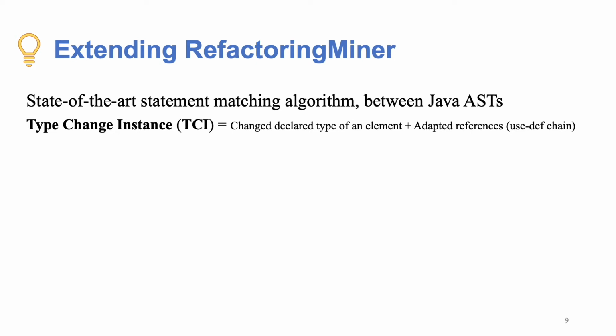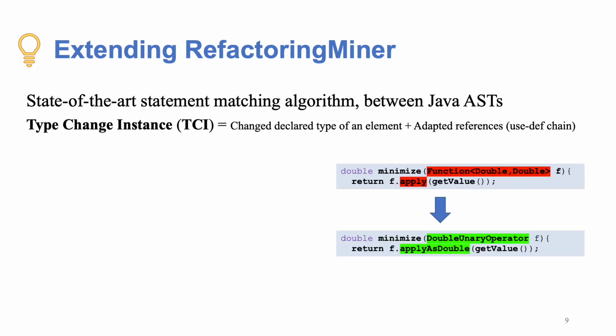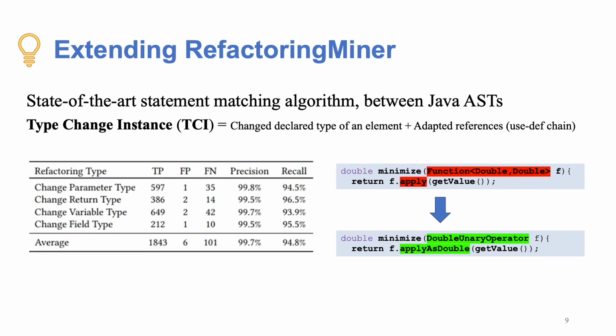In this example, we will detect that the declared type of f was changed from Function<Double, Double> to DoubleUnaryOperator, and that the method invocation name was updated to applyAsDouble. To evaluate the accuracy of RefactoringMiner in detecting type changes, we created a ground truth of 1843 type changes. We manually validated RefactoringMiner to have 99.7% precision and 95% recall.